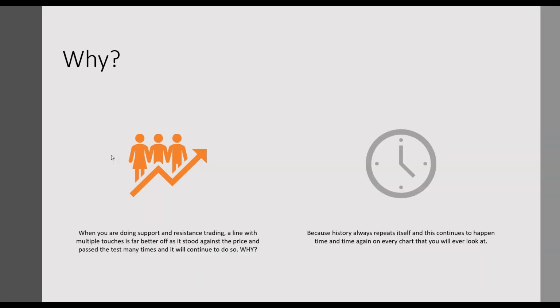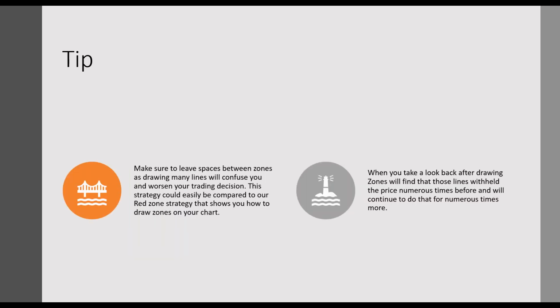So when you are doing support and resistance trading, a line with multiple touches is far better, as it stood against the price and passed the test many times, and it will continue to do so. Why? Because history always repeats itself, and it continues to happen time and time again on every chart you look at. So make sure you leave space between zones, as drawing many lines will confuse you and worsen your trading decisions.